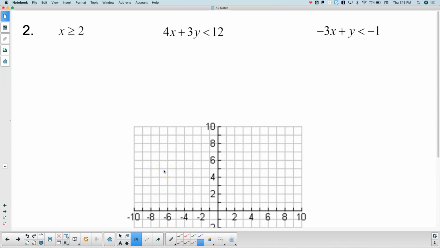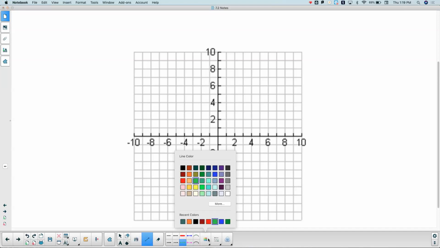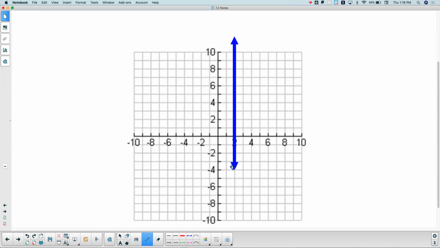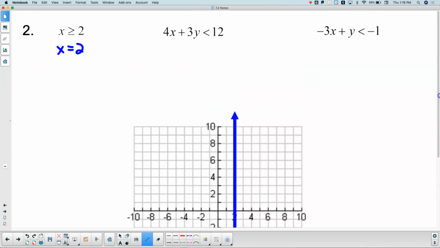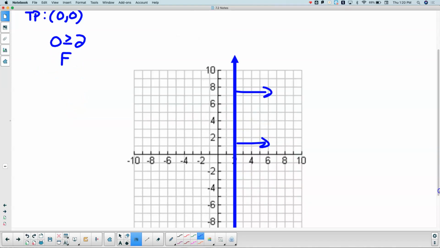So this first one, I'm going to treat as if it were x equals 2. X equals 2 is a vertical line at 2. In this particular case, it is a solid line. I did not go through the origin, so I'm going to use the origin as my test point. Zero greater than or equal to 2, true or false? That is false. So that tells me that I'm going to shade then on this particular side.